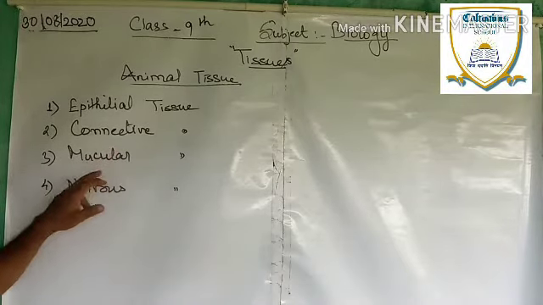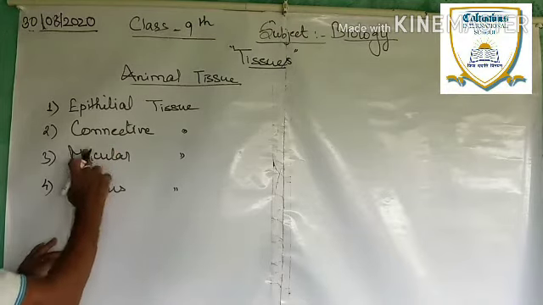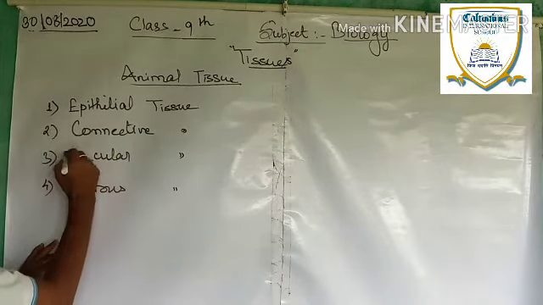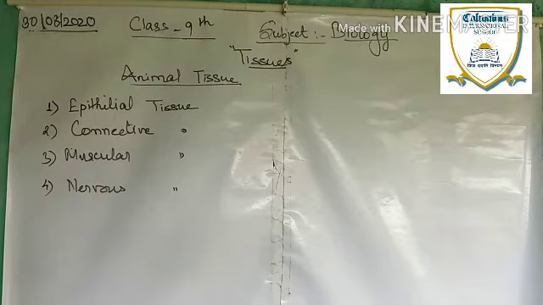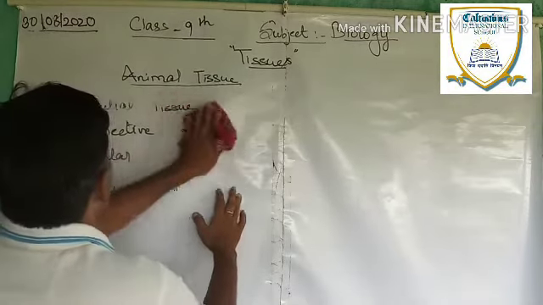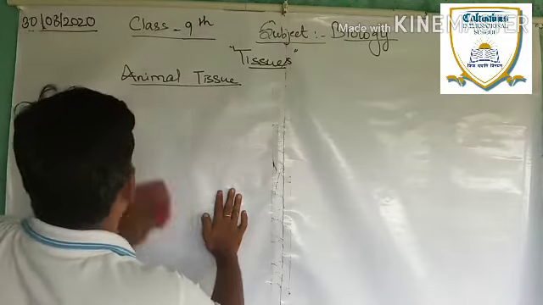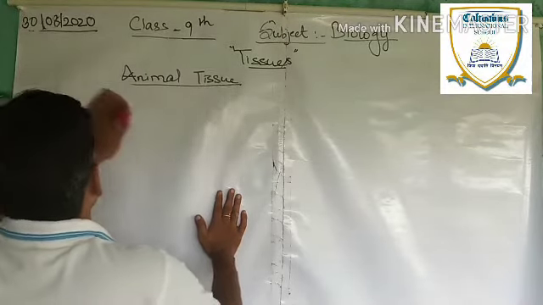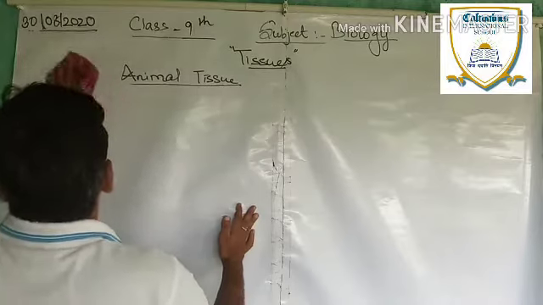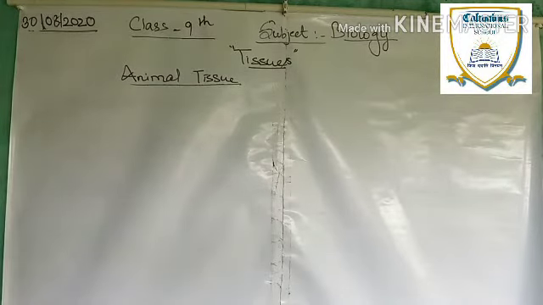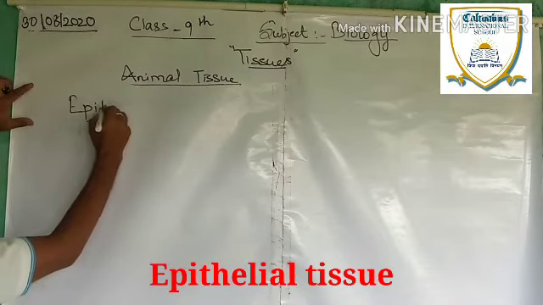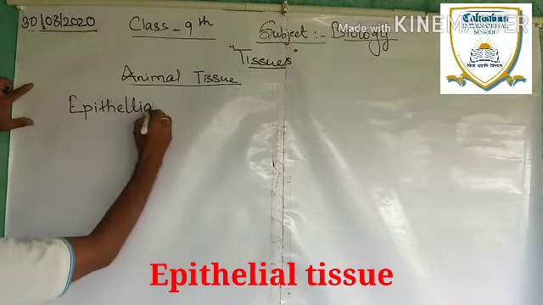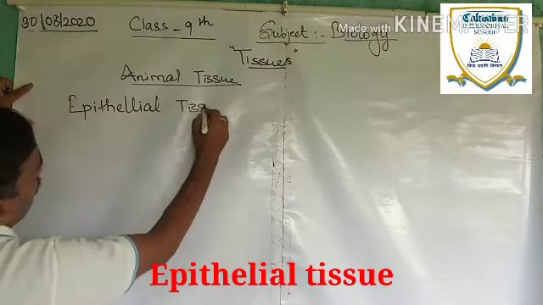Epithelial tissue, connective tissue, muscular tissue. S is missing here. Muscular tissue and nervous tissue. So let us start with epithelial tissue.